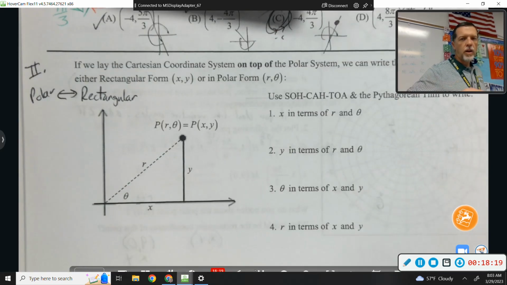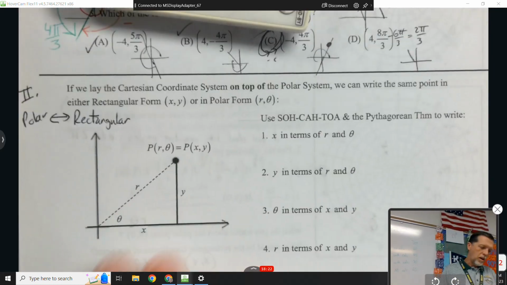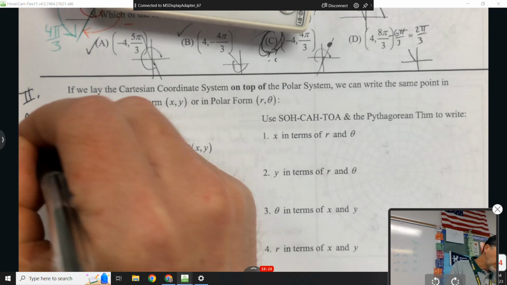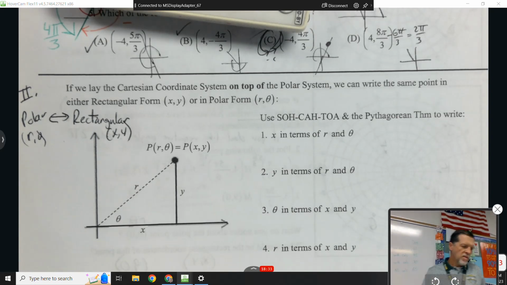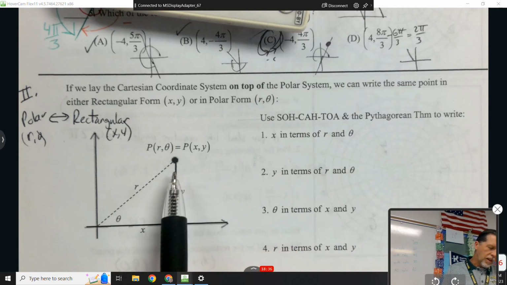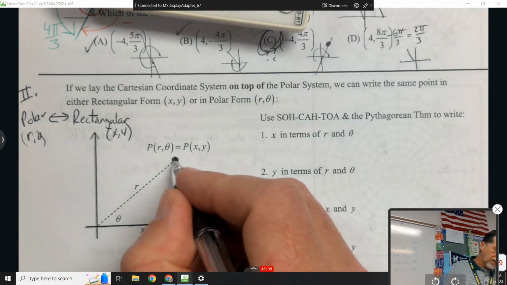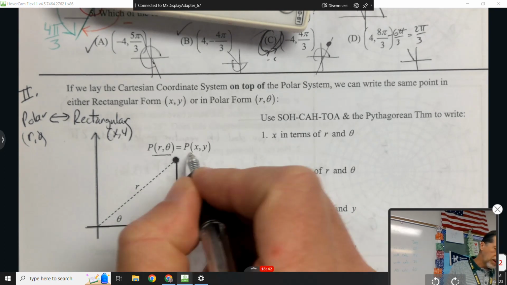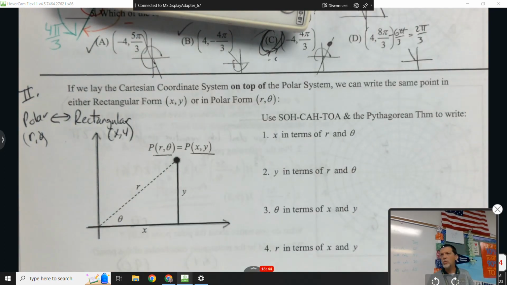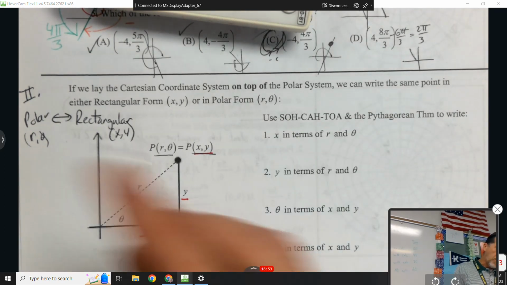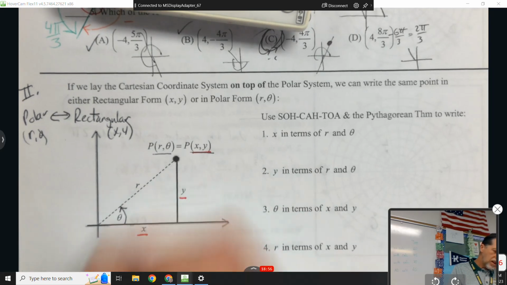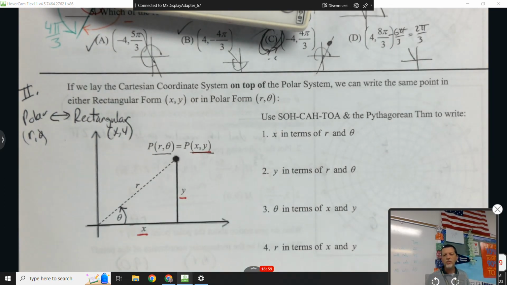How do we go back and forth between a polar form, r theta, and a rectangular form, xy? So, draw a picture of any point. There's our point. That point is r theta, and that point is xy. There are 2 ways to describe it. The xy way is the way we're familiar with, x and y. The r theta way is the way we just learned. But there's some sort of relationship between all of those.